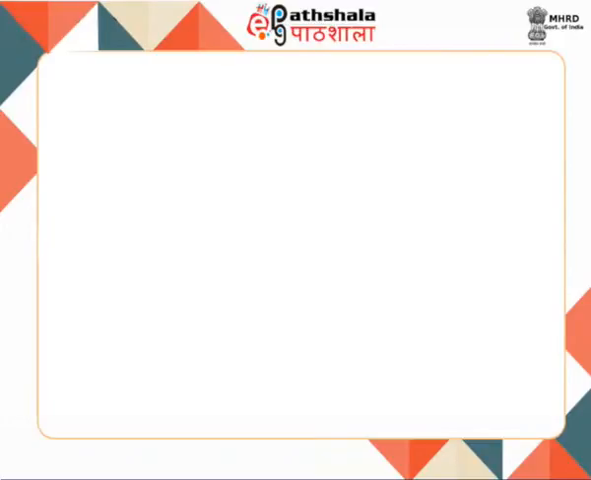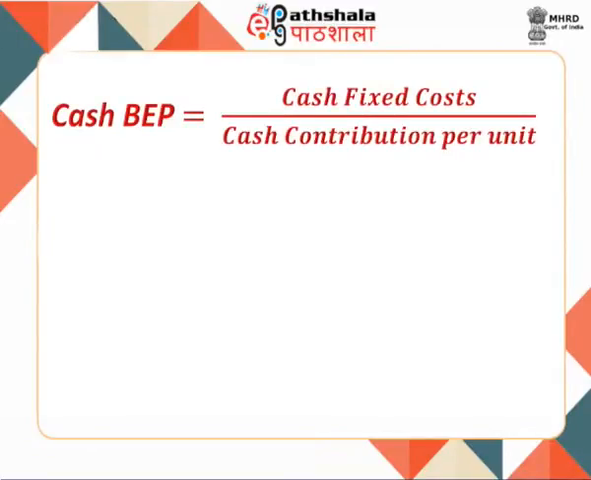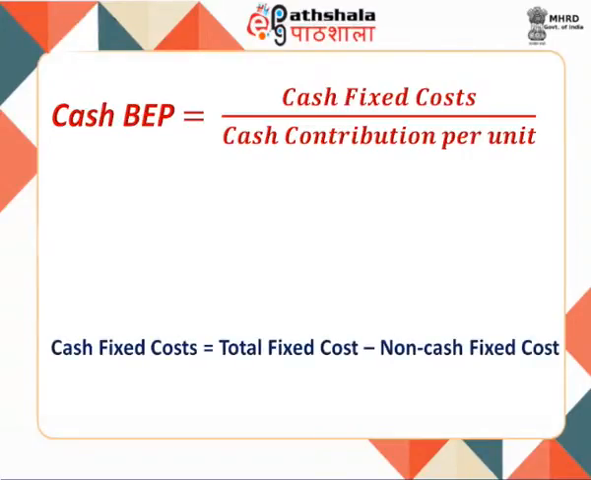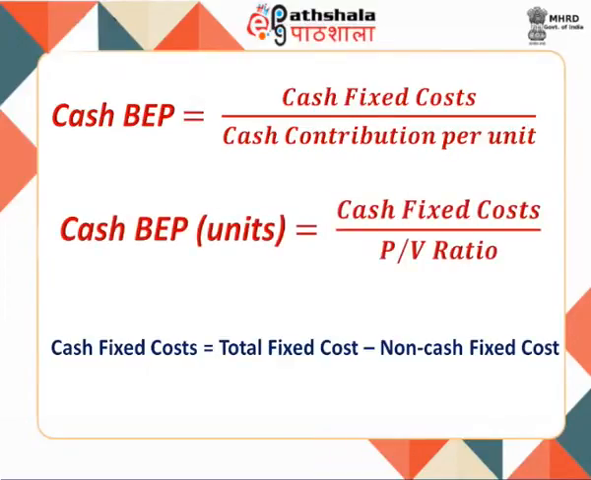The cash break-even point may be computed as cash fixed cost divided by cash contribution per unit, where cash fixed cost is equal to total fixed cost minus non-cash fixed cost. Cash break-even point in units may be computed as cash fixed cost divided by cash contribution per unit, and cash break-even point in rupee terms may be computed as cash fixed cost divided by PV ratio.